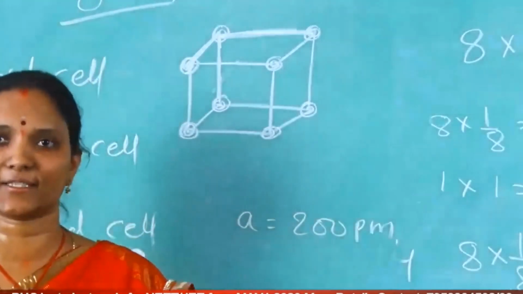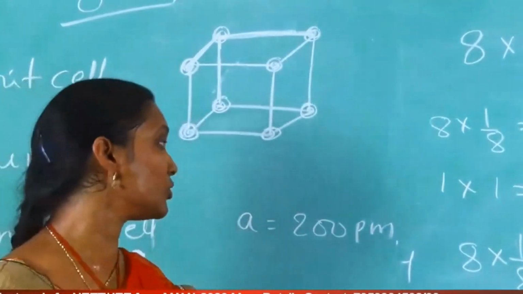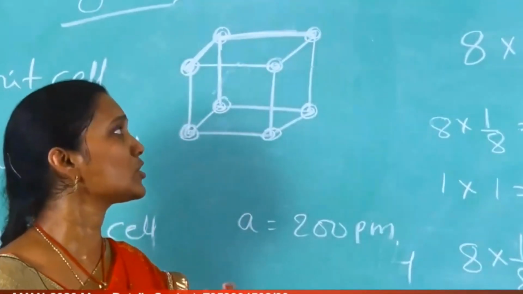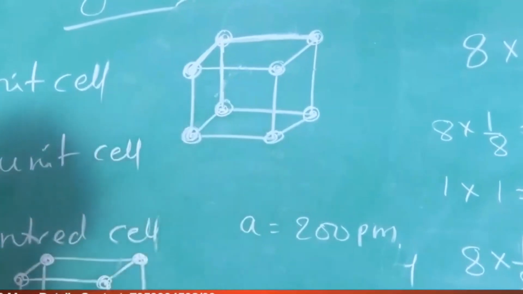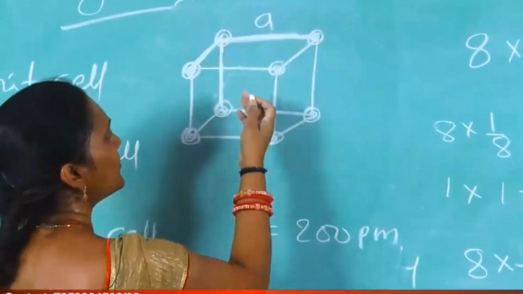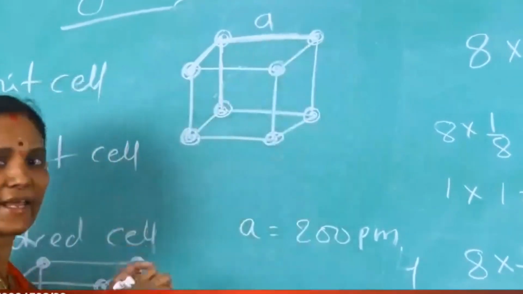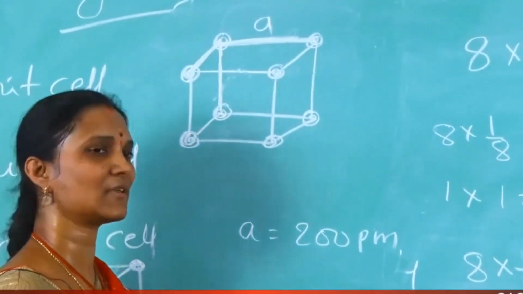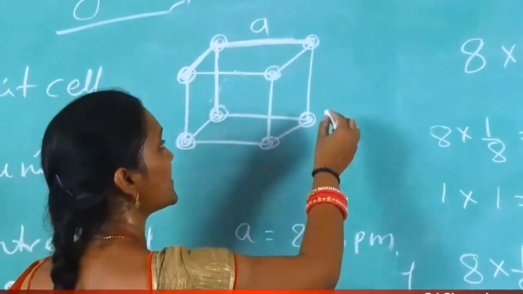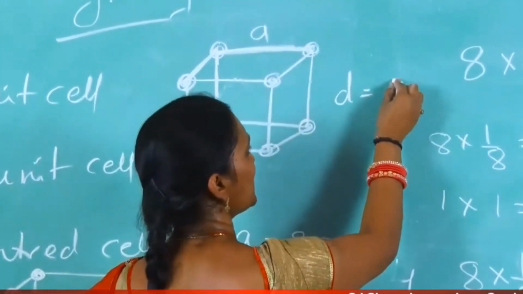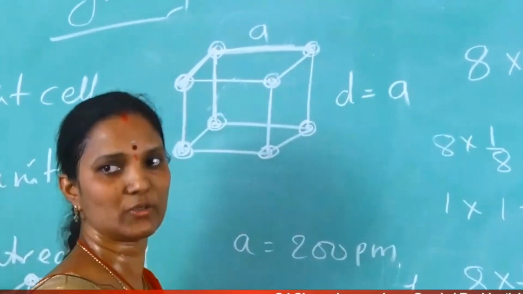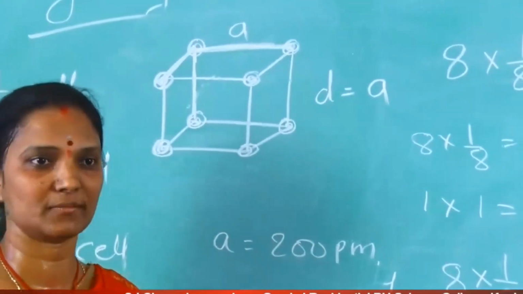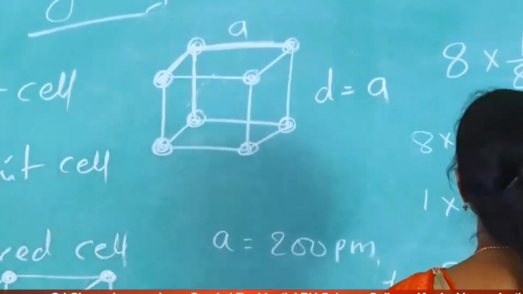If the question is like this, the edge length is 200 picometer. Find the distance between nearest neighbors. So, what is the nearest neighbor distance here? It is equal to the edge length only, because these two are nearest neighbors. Edge length a is given, so for the distance between nearest neighbors there is no calculation. The distance between nearest neighbors is equal to a in the primitive unit cell. So, the answer is 200 picometers. Direct answer.